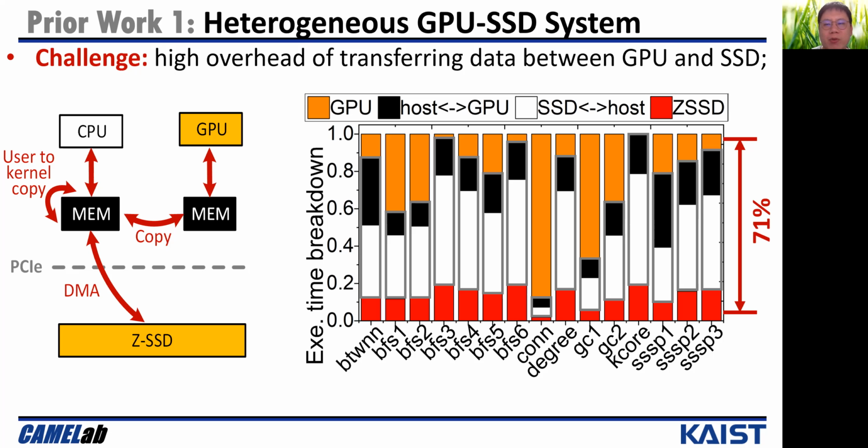This step becomes the performance bottleneck. We break down the total execution time of the evaluated workloads into storage access time, data transfer time, and GPU processing time. As you can see from the right figure, the average data transfer time accounts for 71% of total execution time in our evaluated workloads.